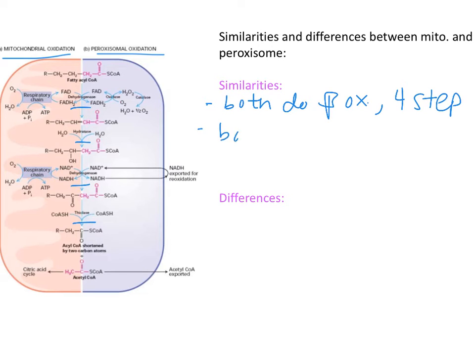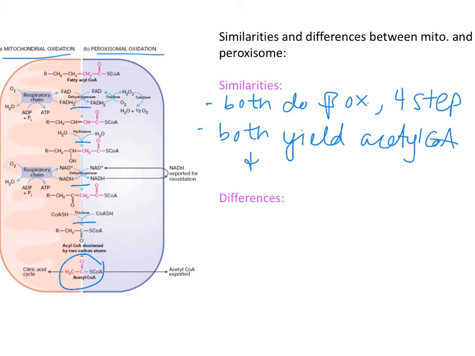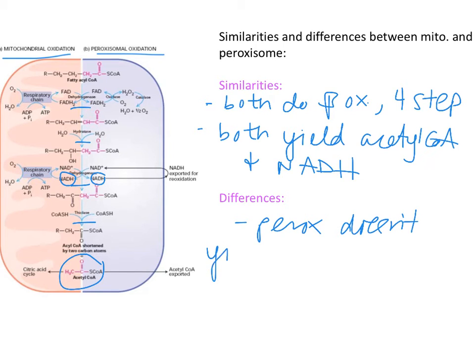They both yield acetyl-CoA. So you can see, here it is. They both yield acetyl-CoA and NADH. So the second oxidation step, they both yield NADH. The difference is the peroxisome does not yield FADH2.